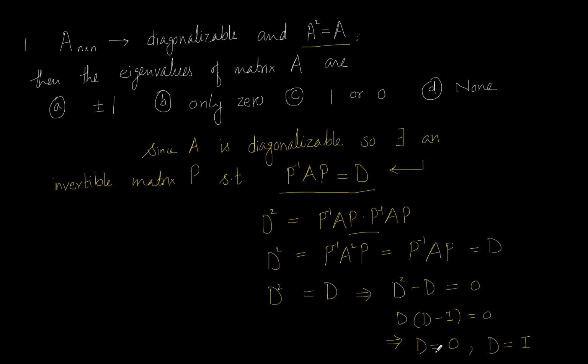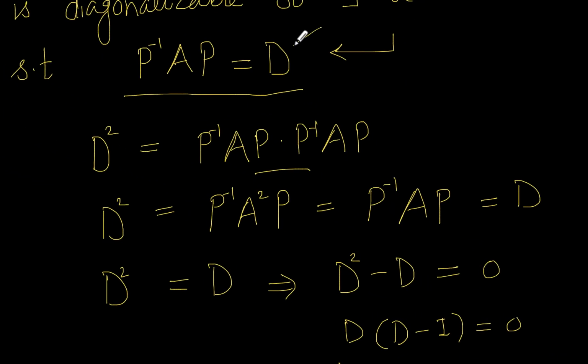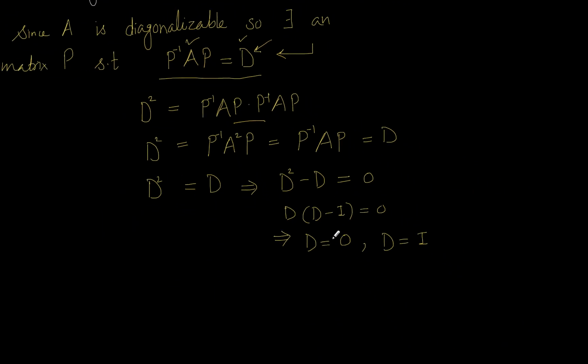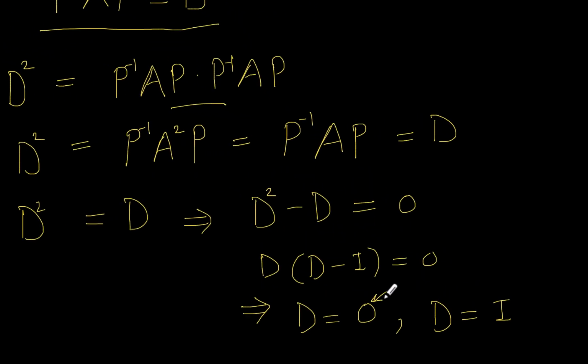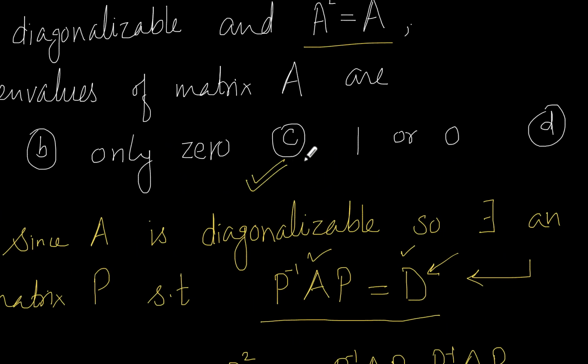It means what? Either the eigenvalues of A, because A and D are similar and D is a diagonal matrix, and we know that the eigenvalues of a diagonal matrix are nothing but the diagonal entries, and similar matrices have same eigenvalues. So the eigenvalues of A and D will be same, and our D is either a zero matrix, that means you have zero eigenvalues, or an identity matrix, that means you have only one eigenvalue. That means option C is correct.